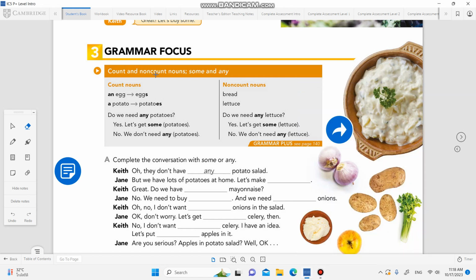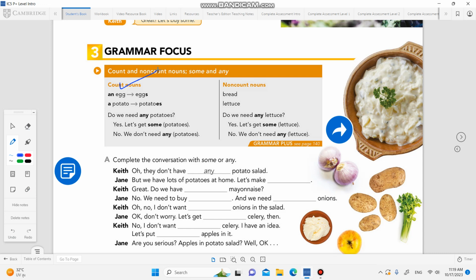Alright, count and non-count nouns. So I will discuss count nouns first. A count noun is a noun that is countable. It means you can count it with numbers. Now, what are those count nouns? I will give you a few examples of it.